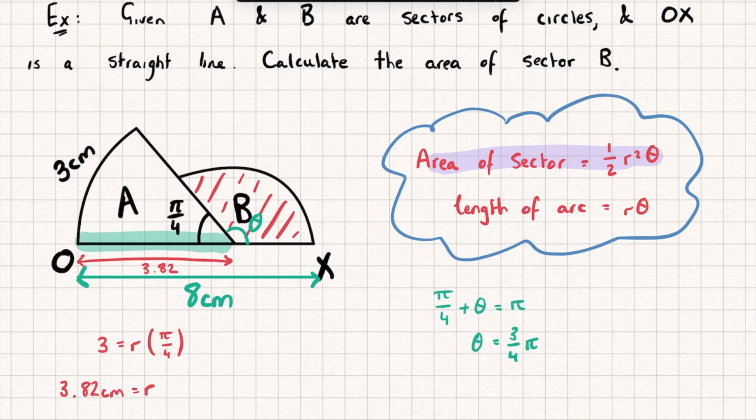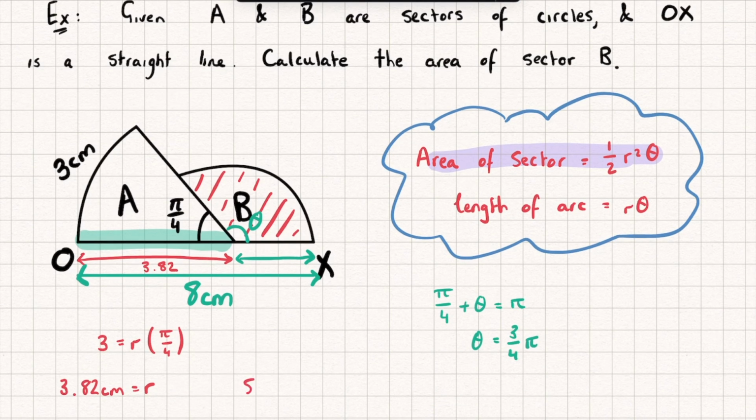What I can do now is subtract 3.82 from 8, and this remaining distance will be the radius of the sector I'm interested in. So let's do that. So that's going to be 8 subtract 3.82, and that's going to give me 4.18 centimeters. So let's annotate that on too. Let me use a different color so it's a bit clearer to see what's going on. This radius here is going to be 4.18 centimeters.